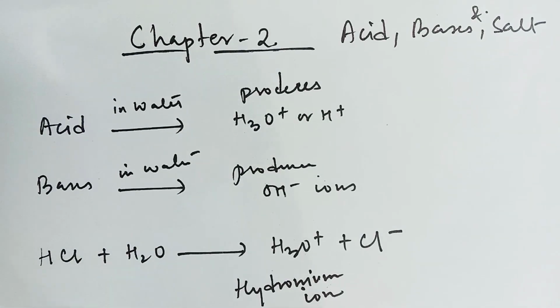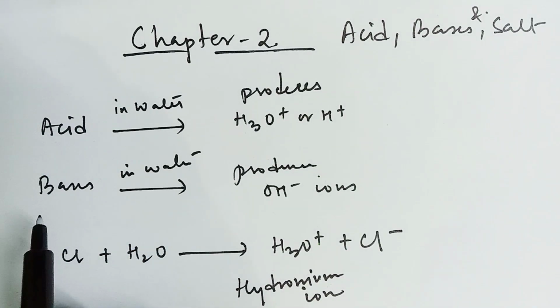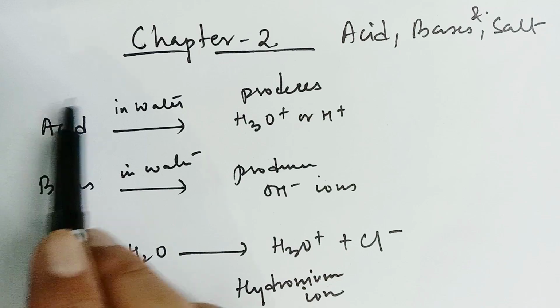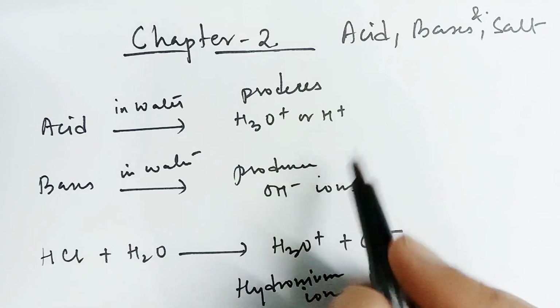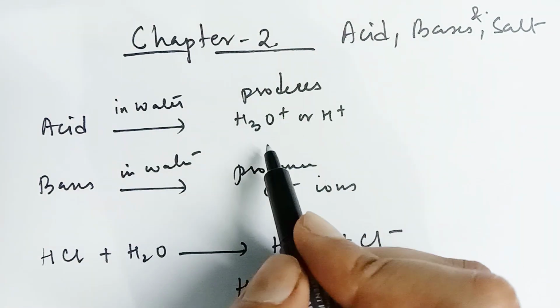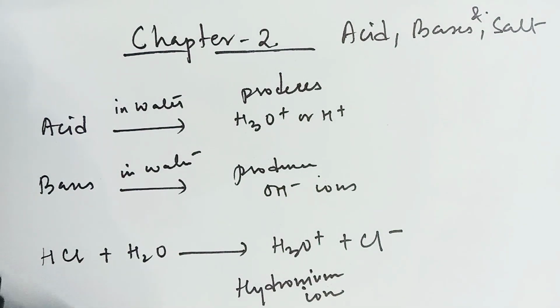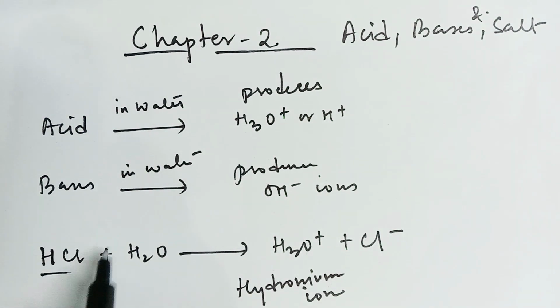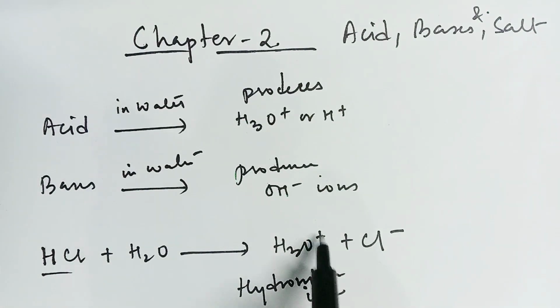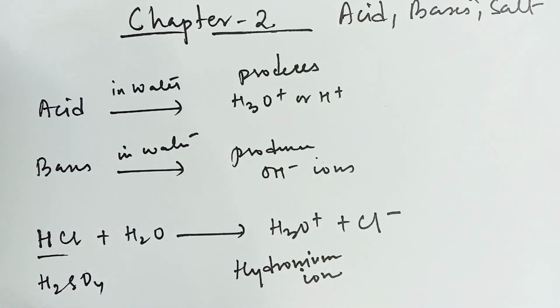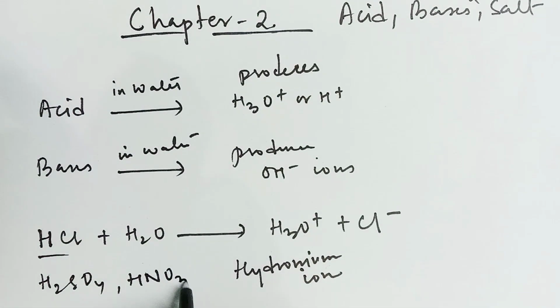Now, what is acid? Acids are defined like this. Acids are substances which when dissolved in water produce hydronium ions or hydrogen ions. This H3O plus is called hydronium ions. This is an example: when HCl is dissolved in water, it produces H3O plus and Cl minus. So whatever compound will produce H3O plus in water is an acid. Some more examples of acids are H2SO4, sulfuric acid, and nitric acid.